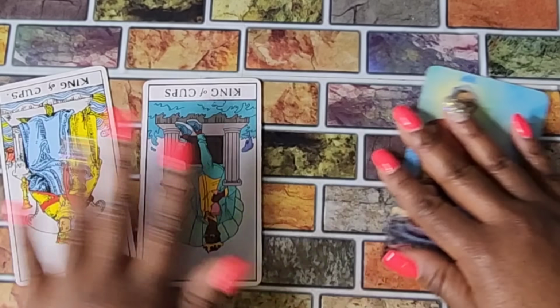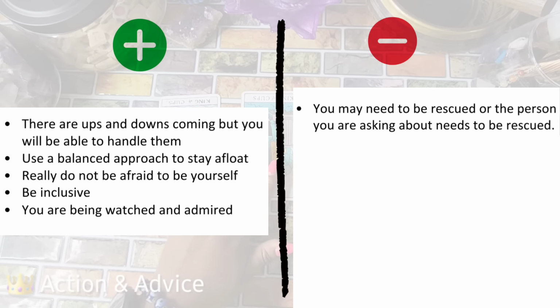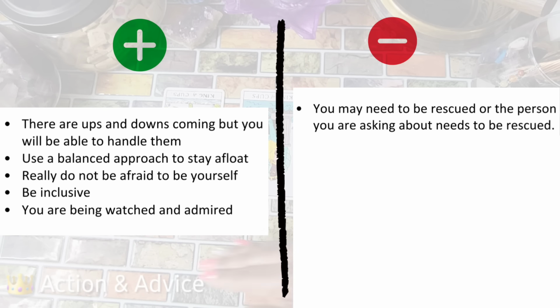In reverse, you may be drowning and need to be rescued. Okay, so this could be warning you of what's to come. The situation that you're asking about could be terrible and you may need to be rescued. You're not able to handle what's coming. The ups and downs, you would not be able to handle that. So this is action and advice.